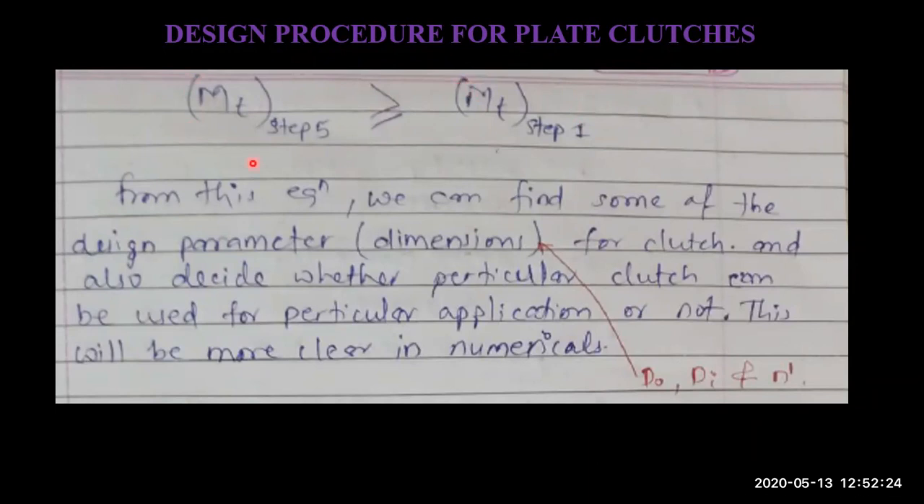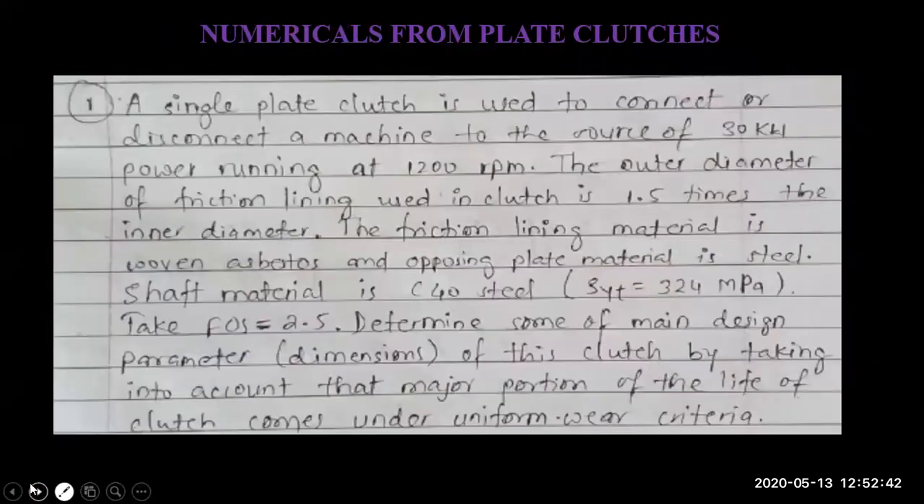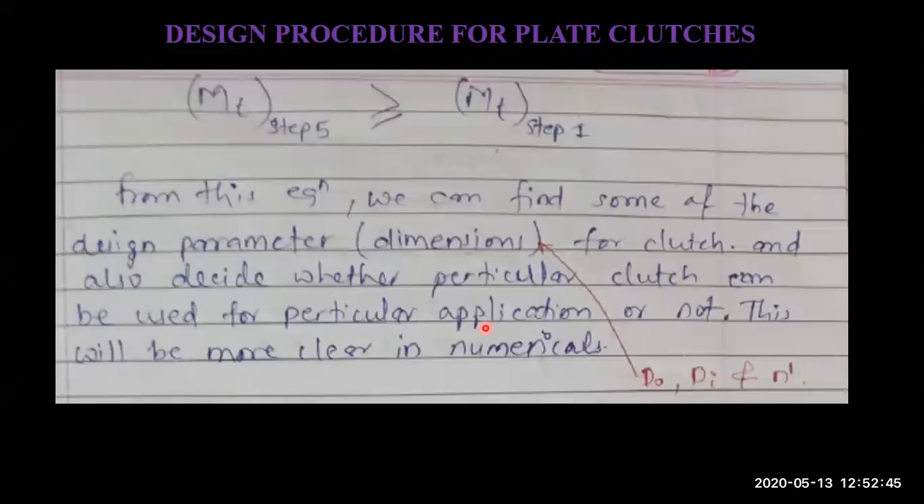So step 1 you get what is required, step 5 you get what is the capacity, and from this you will get the dimensions. So from this we can extract some parameters like d naught, d1, and n, which were not known before. Right. So that's it for the steps.